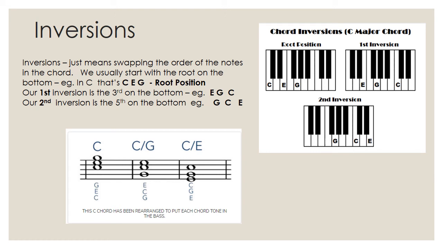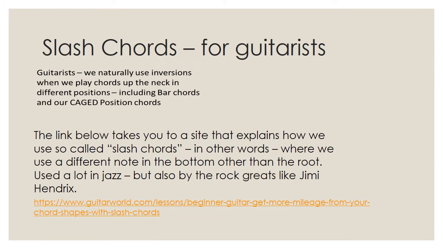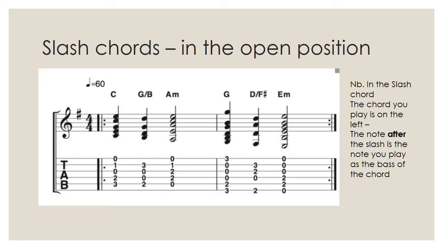So guitarists, we naturally use inversions when we play our chords up the neck in those different CAGED positions. In this case, I'm playing a C at the 5th fret barred at the 3rd, or alternatively in an E shape up at the 8th fret. The link that I've given you on this PowerPoint will take you to another site where you can learn from Guitar World about slash chords and how they're used. In fact, they were used by some of the rock and roll greats such as Jimi Hendrix.